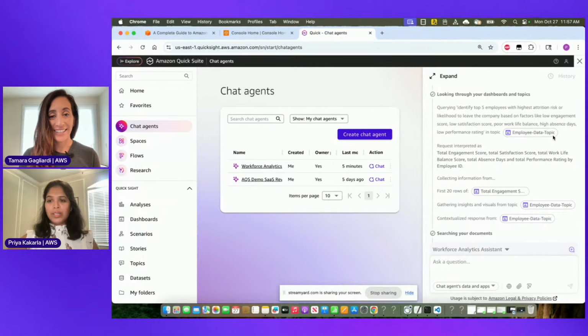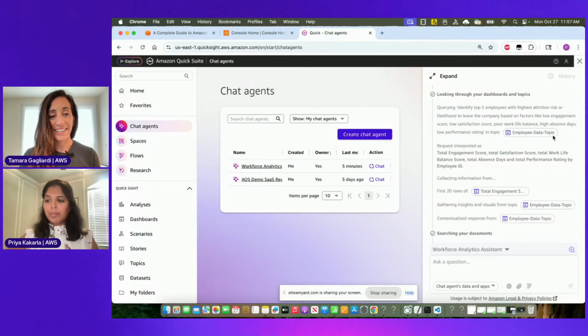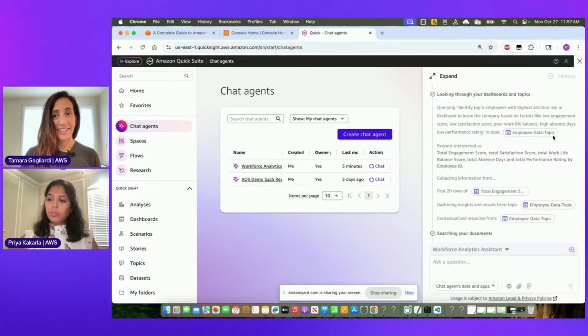We do have a topic. If you're a QuickSight user, you would know what a topic is. Otherwise, a topic in QuickSight is on top of a data set. You can build a metadata kind of a thing where you can define your business terminology when you're using a natural language prompt. It helps the agents understand in a better way.